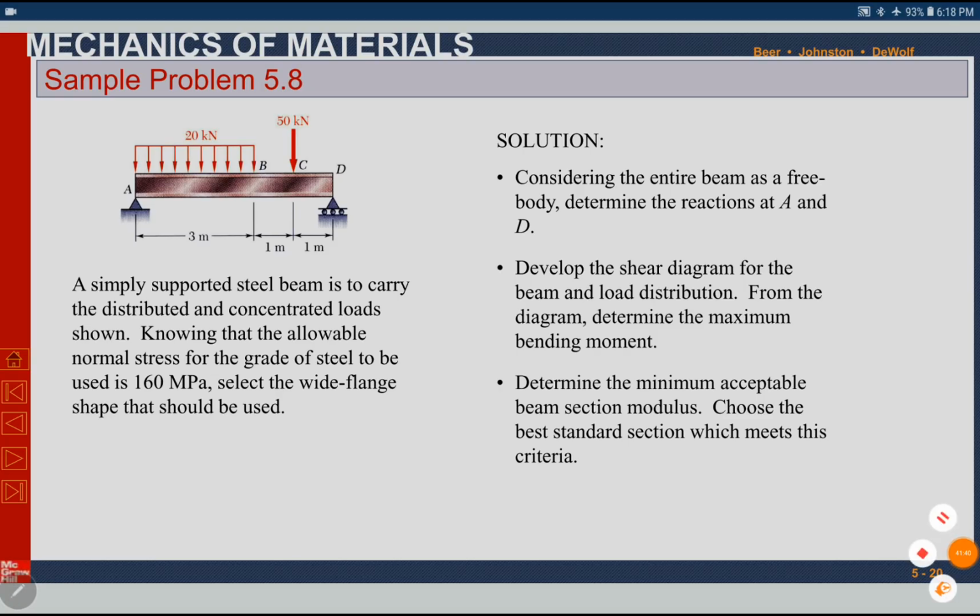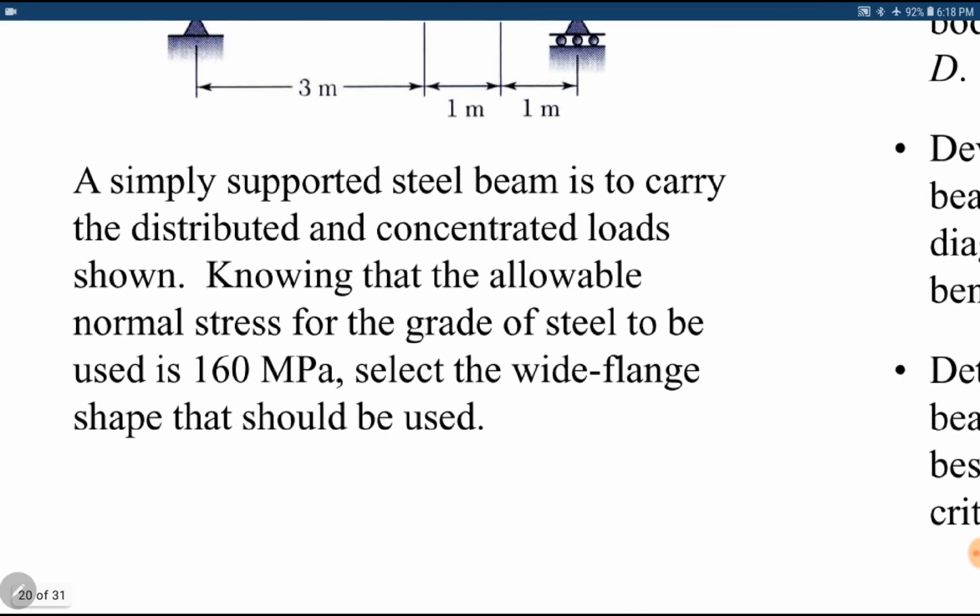A simply supported steel beam is to carry the distributed and concentrated loads shown in the diagram. Knowing that the allowable normal stress for the grade of steel to be used is 160 megapascal, select the wide flange shape that should be used. The beam has been given, and the loading is given. It is made of steel and it has allowable normal stress, sigma allowable, which is equal to sigma maximum. It is 160 megapascal. We have to choose the wide flange shape beam.